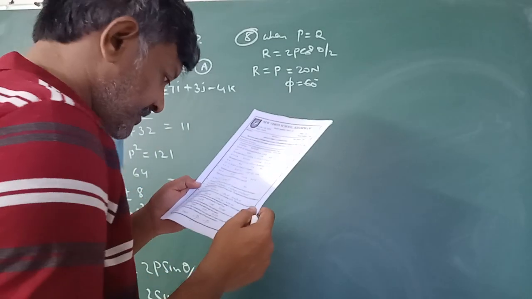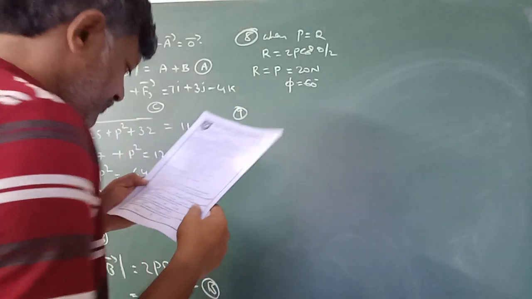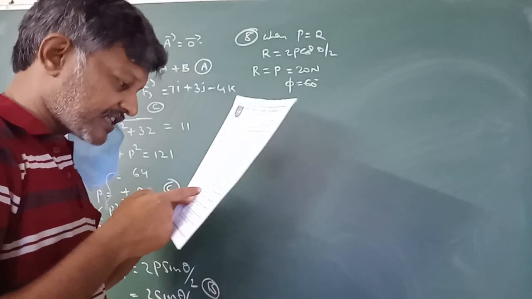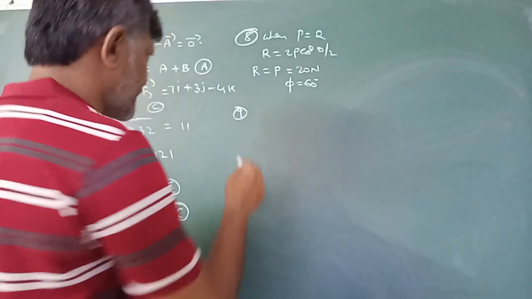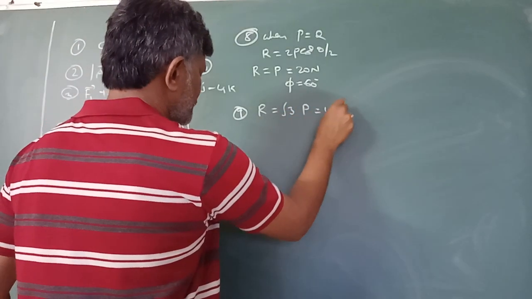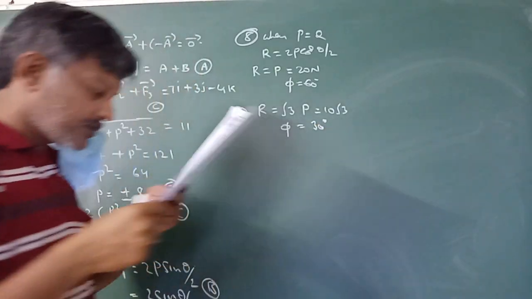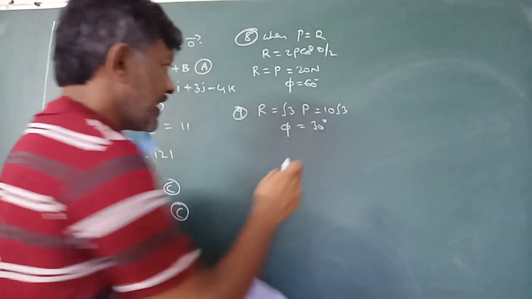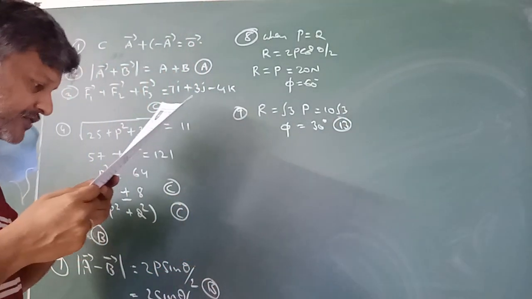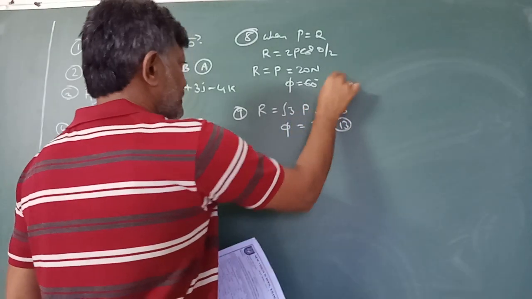Next, ninth one. Two forces each of magnitude 10 at an angle of 60. When two forces are equal and the angle is 60, the answer is root 3 times P. So 10 root 3, and the angle is equal to 30 degrees. Option B is correct. For the eighth one, option A is correct.